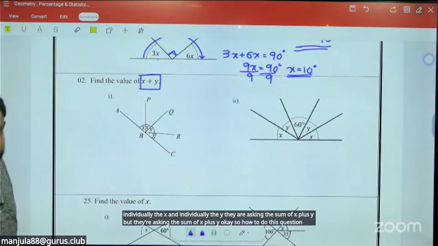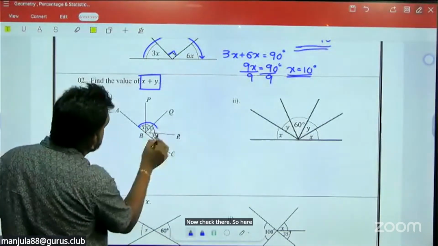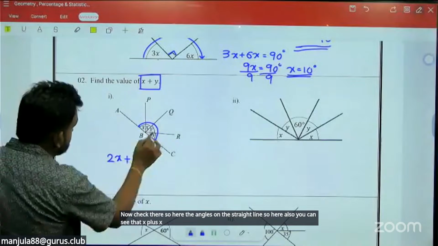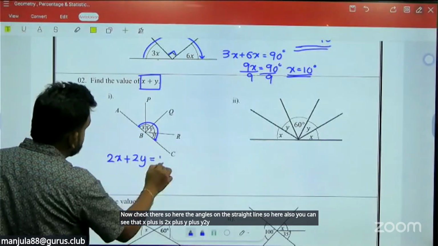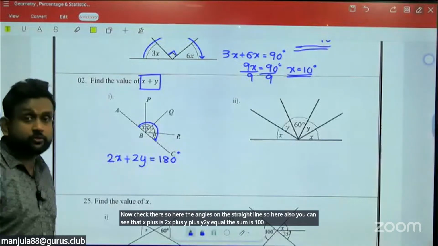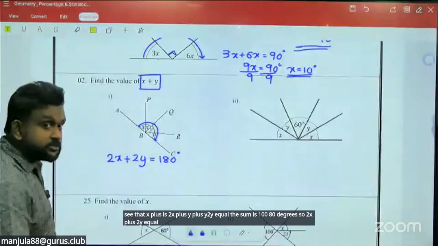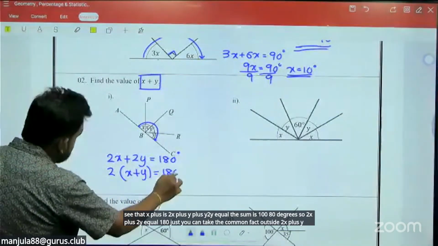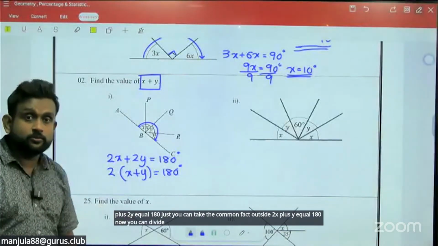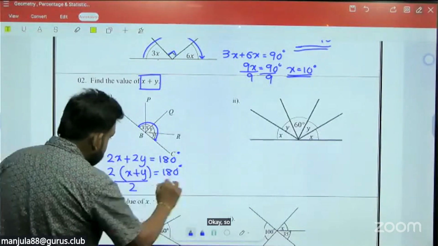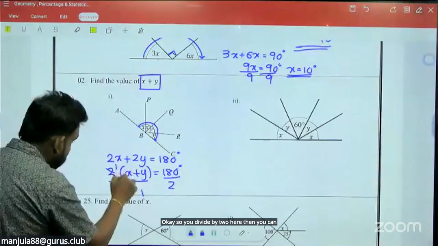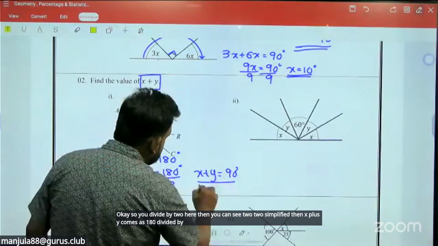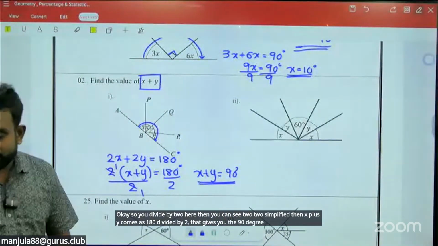Now check there. Here, the angles on the straight line. So here also you can see that x plus x, 2x, plus y plus y, 2y, the sum equals 180 degrees. So 2x plus 2y equals 180. You can take the common factor outside: 2 times (x plus y) equals 180. Now you can divide both sides by 2. Then the 2 simplifies, and x plus y comes as 180 divided by 2. That gives you 90 degrees. Okay, 90 degrees.